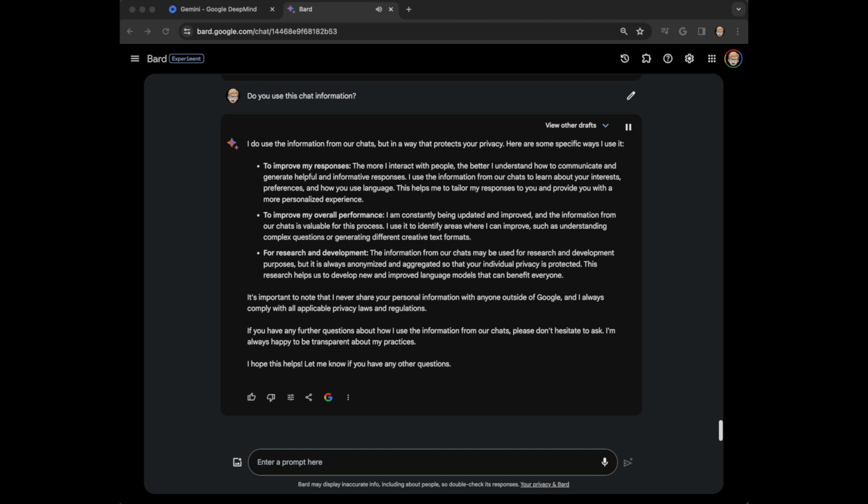different creative text formats. For research and development, the information from our chats may be used for research and development purposes, but it is always anonymized and aggregated so that your individual privacy is protected. This research helps us to develop new and improved language models that can benefit everyone. It's important to note that I never share your personal information with anyone outside of Google, and I always comply with all applicable privacy laws and regulations. If you have any further questions about how I use the information from our chats, please don't hesitate to ask. I'm always happy to be transparent about my practices. I hope this helps. Let me know if you have any other questions.